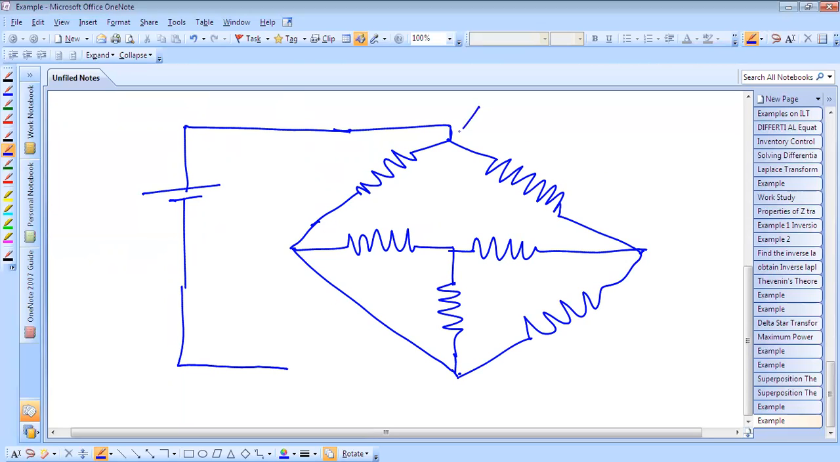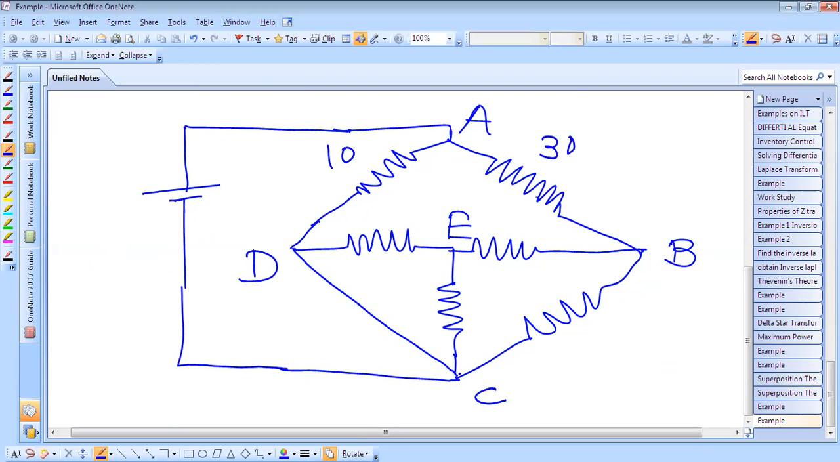And this is the E point. This is B, this is E, and this is the D point. Sorry, this is the C point, and this is the D point. Sorry, we have tilted this, so the values of the current will be like this.